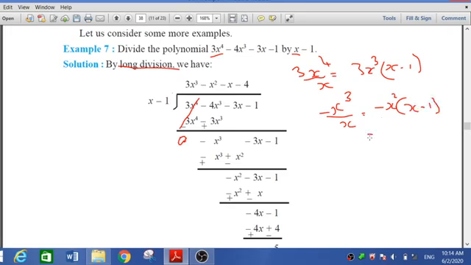Open it. You have to open it. You will get minus x cube plus x square. Now sign change, plus minus. We can get 0. We cannot simplify this because it is minus 3x. Here it is plus x square.